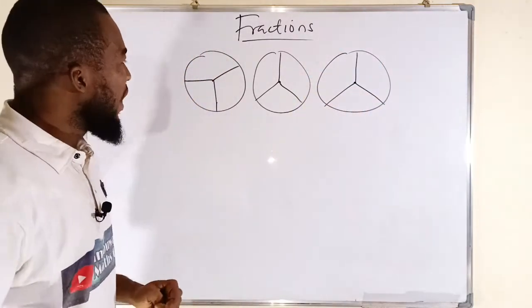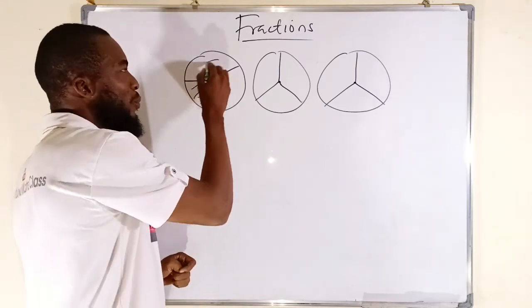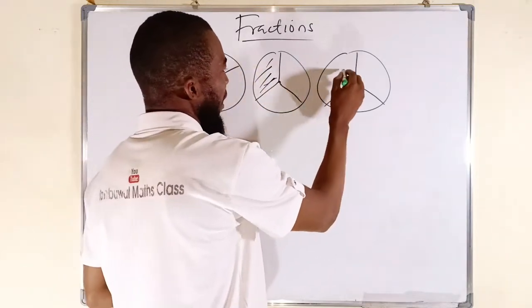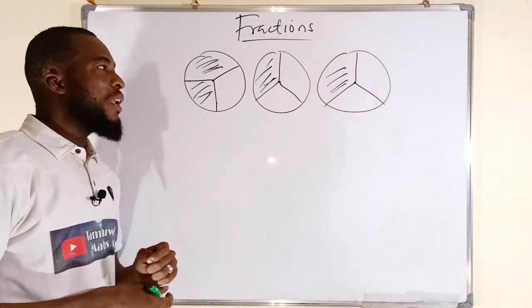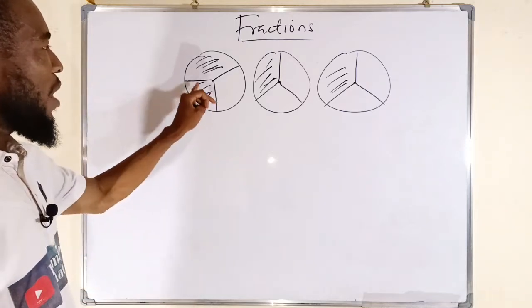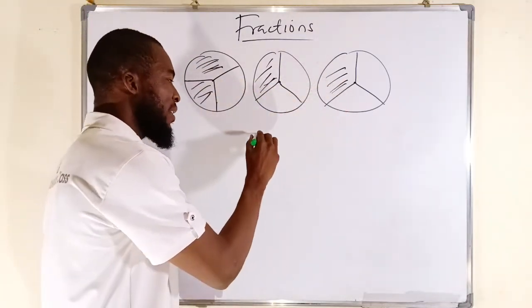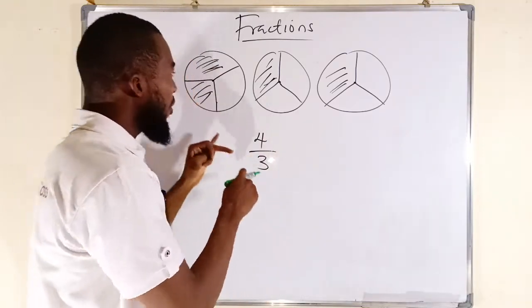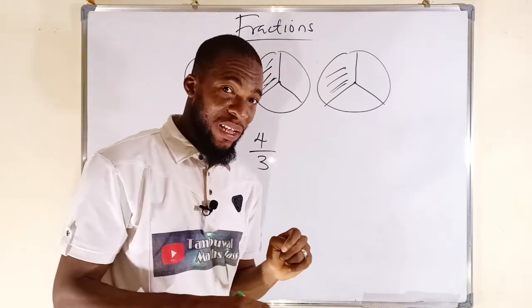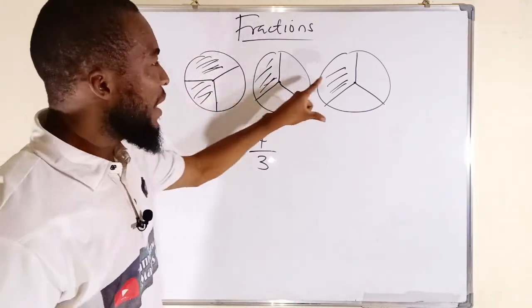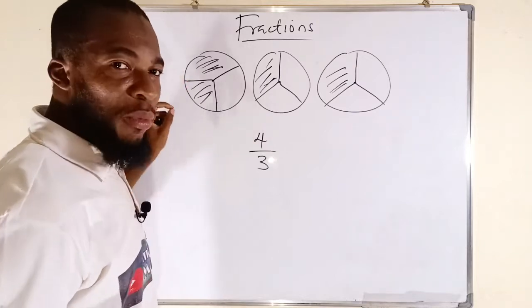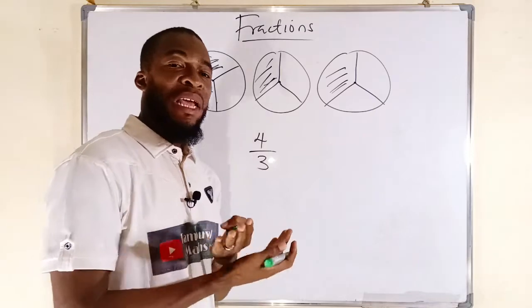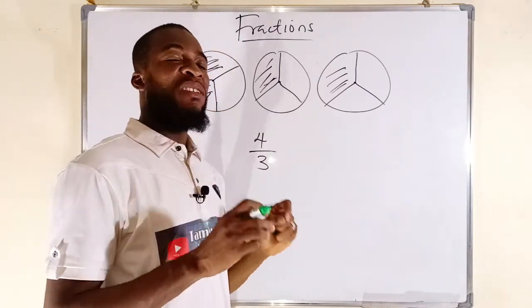After the partition, I decided to take 2 from here, two parts. And I decided to take 1 here and 1 here. If you calculate the number of portions I have taken, they are 1, 2, 3, 4, right? I have taken 4 portions out of 3 each, because each pizza has been divided into 3. I have taken 2 here, 1 here, and 1 here. So the number of portions I have taken is 4, out of 3, where 3 determines the number of times that pizza has been partitioned.